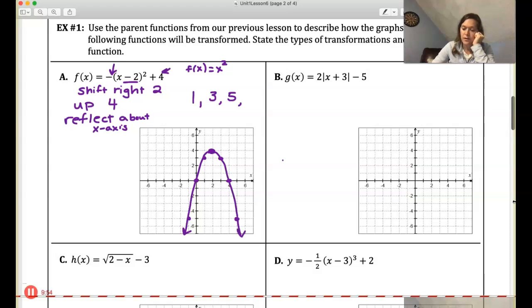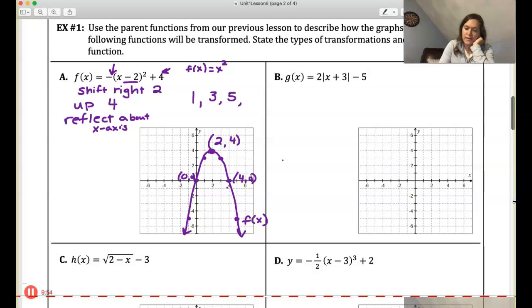So then here is our graph, and I am going to label this as our f of x function. Label important ordered pairs. Here we're at 2, 4. It's always good to label your intercepts. We've got an intercept at 0, 0. I have an intercept at 4, 0. Cool. All right, let's jump over to B.